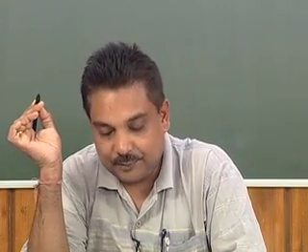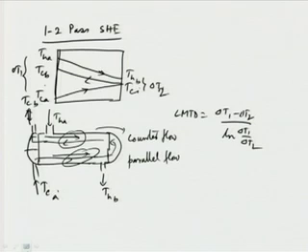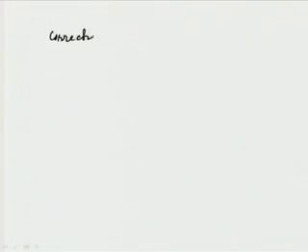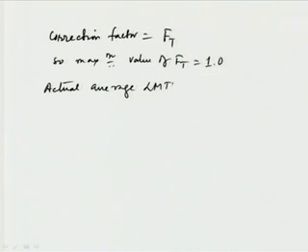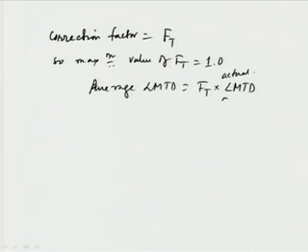These can be used to find the values of the correction factor, and that is a must. I will say that the correction factor is Ft, and its maximum value is 1. So the actual average LMTD is Ft into LMTD, based on that configuration.